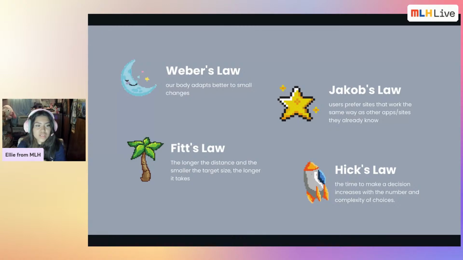Fitts law is the longer the distance and the smaller the target size, the longer it takes. For example, say you're choosing your favorite fruit on a site, and there are five options in a little grid of fruit images. It's going to be super easy to click, and it takes a couple of seconds to choose.